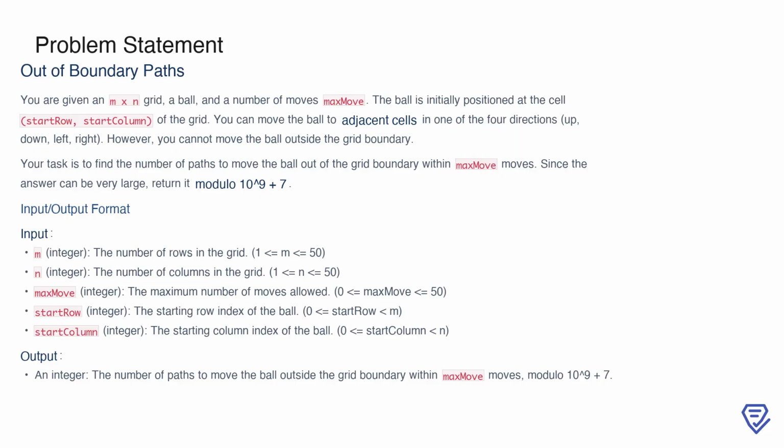Now, let's look at the input and output format. You will be provided with integers m and n, which represent the number of rows and columns in the grid, respectively. The maximum number of moves allowed is specified by max move, and the initial position of the ball is given by start row and start column. The output is a single integer, which represents the total number of paths that allow the ball to exit the grid boundaries within the given constraints.